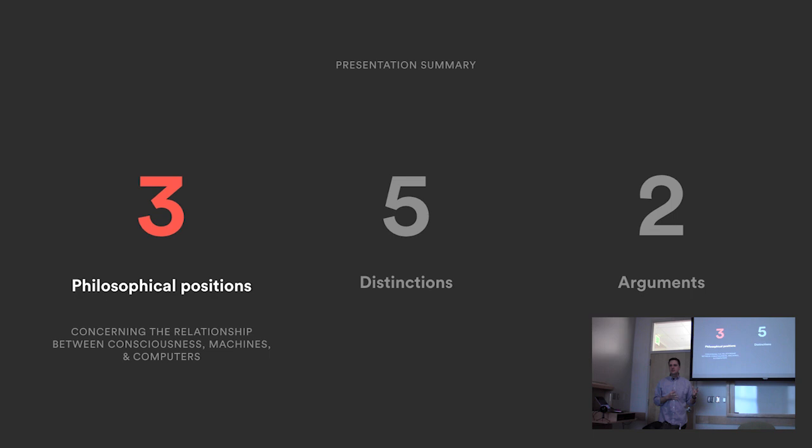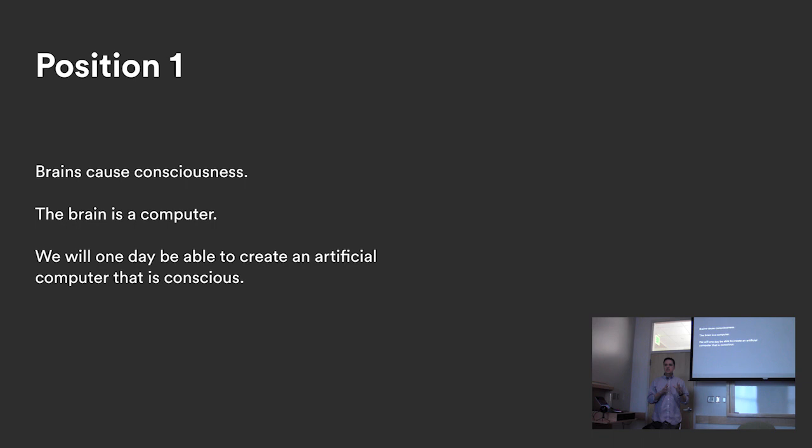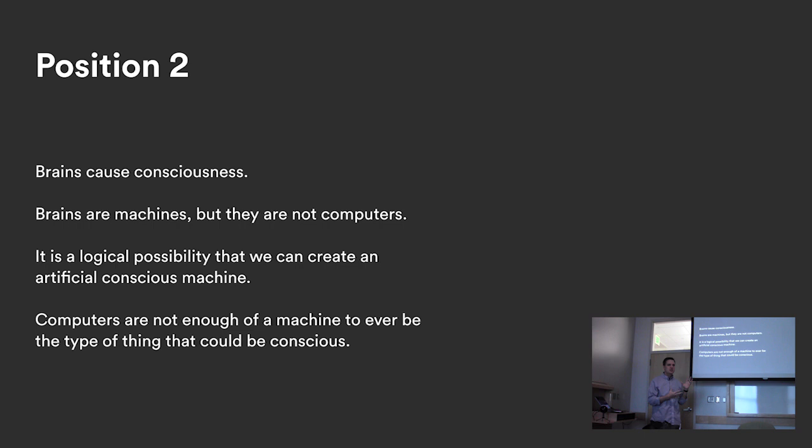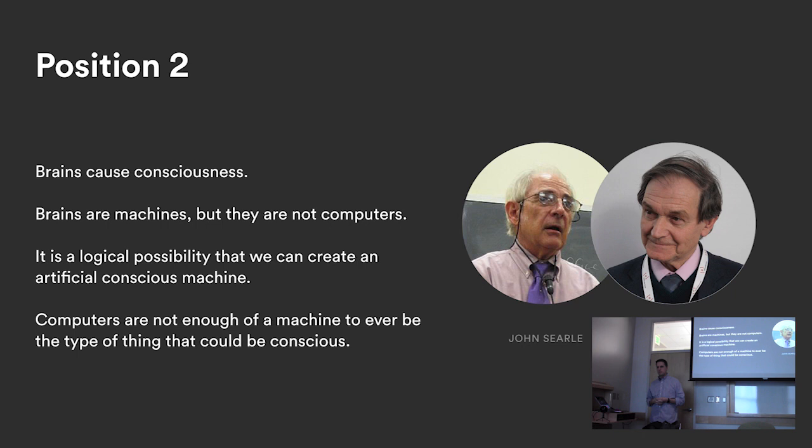Position one is that brains cause consciousness. The brain is literally a computer, and one day we will be able to create consciousness on a computer. This is held by philosophers such as Daniel Dennett and David Chalmers, for example. Position two is that brains cause consciousness. The brain is a machine, but it is not a computer. It is logically possible that we could create an artificial consciousness on a machine, but the computer is not the type of machine that could ever be conscious by nature of what a computer is. This is held by John Searle, who you read, as well as Roger Penrose, theoretical mathematician, who's written a lot about this.